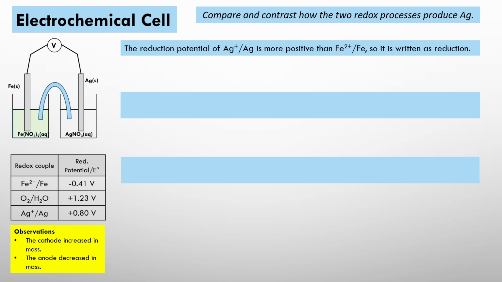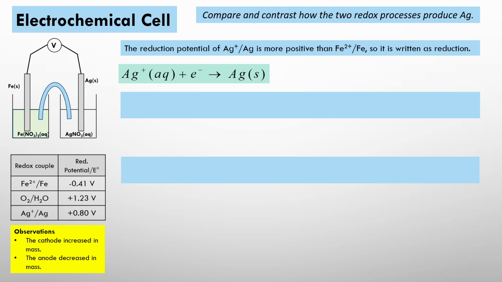Now, because this is a silver nitrate solution, the Ag plus is going to be soluble in water. It's going to be dissolved in water, so it's going to be aqueous. And we can see here that the silver is in the form of a solid electrode. So when we write it down, we're going to write silver ion aqueous goes to silver solid. And then we're going to balance it.